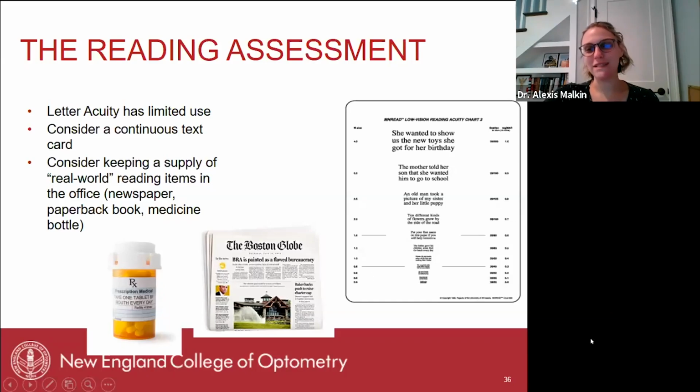So, is it a formal continuous text reading card? No, but does it give you a sense of where the patient is in terms of fluent reading? Perhaps. We keep some paperback books around, we keep large print hardcover books, we keep medicine bottles. So we have a lot of different things available to really assess what that real world reading goal might be for the patient.